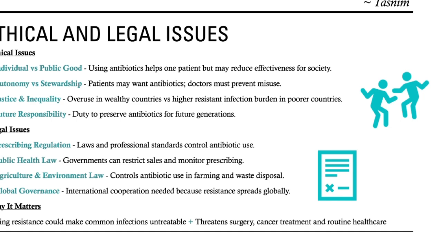As mentioned earlier, an example of this is MRSA, and MRSA spreads partly because of antibiotic overuse and poor infection control in the past, which led to stricter hospital hygiene rules and prescribing laws in the UK. Legally, governments use public health law to regulate antibiotic prescribing and restrict over-the-counter sales. There are also environmental and agricultural regulations to control antibiotic use in farming. Because resistance spreads globally, international cooperation through organizations like the World Health Organization is essential. Overall, antibiotic resistance shows how individual healthcare decisions can have global consequences, and it matters quite a bit.